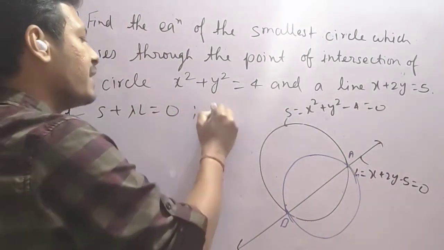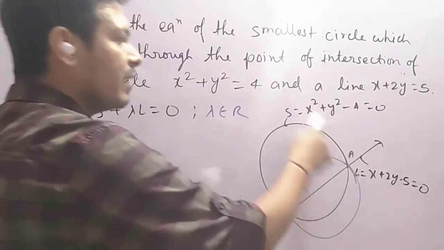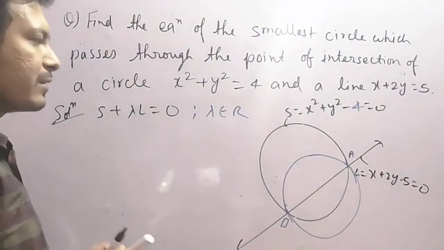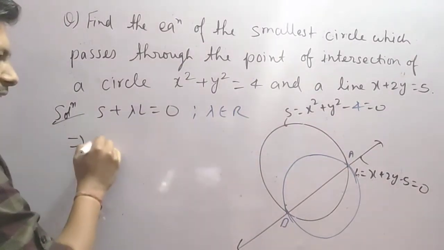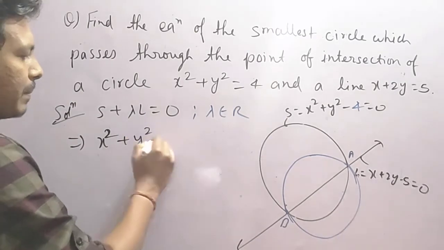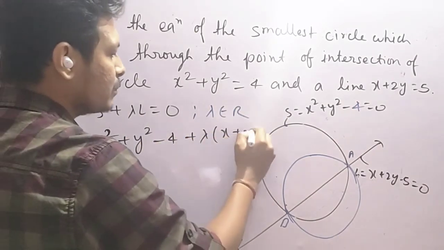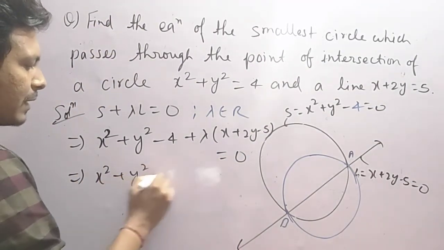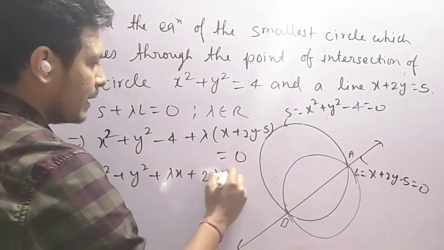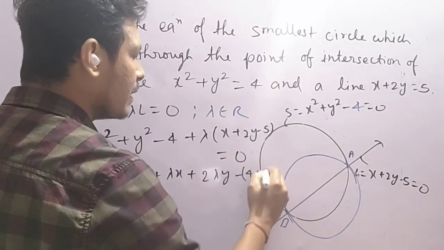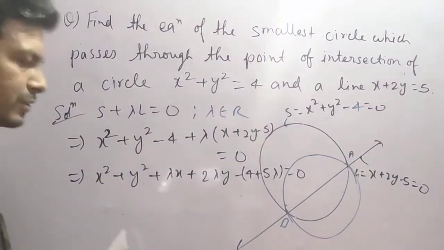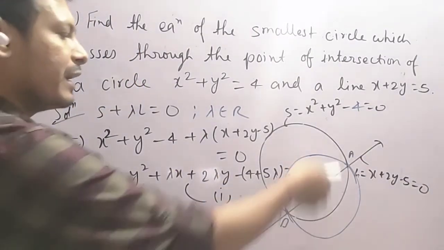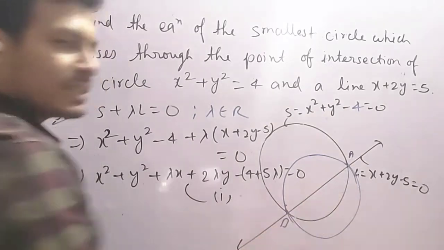Equation of any circle which passes through the point of intersection of the circle S equals to 0 as well as L equals to 0 is given by S plus lambda L equals to 0. Okay, so we can write it as x square plus y square minus 4 plus lambda times x plus 2y minus 5 equals 0. So this will be x square plus y square plus lambda x plus 2 lambda y minus 4 plus 5 lambda equals 0. So this is our equation. This is our general equation of the family of circle which passes through the point of intersection of this circle S equals to 0 and this line L equals to 0.